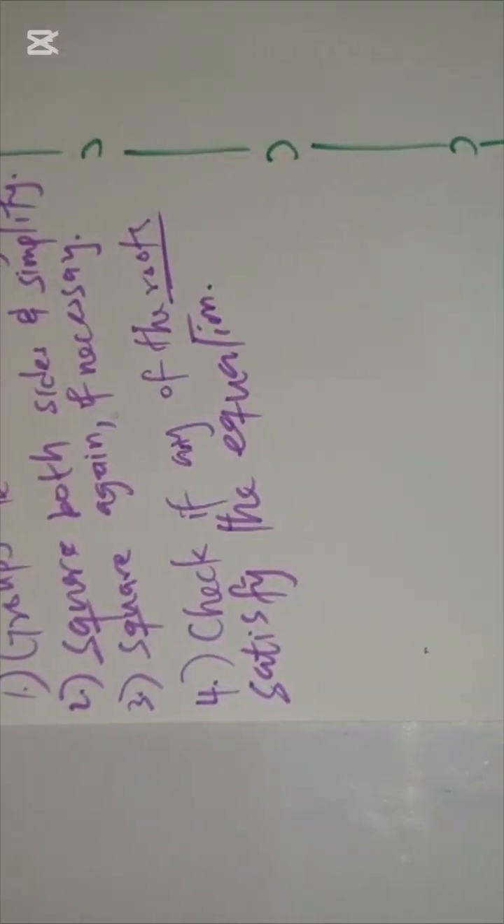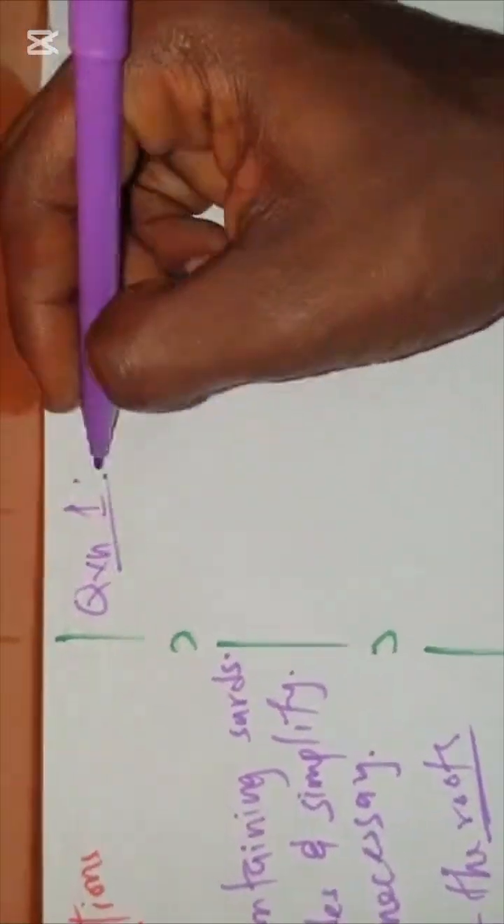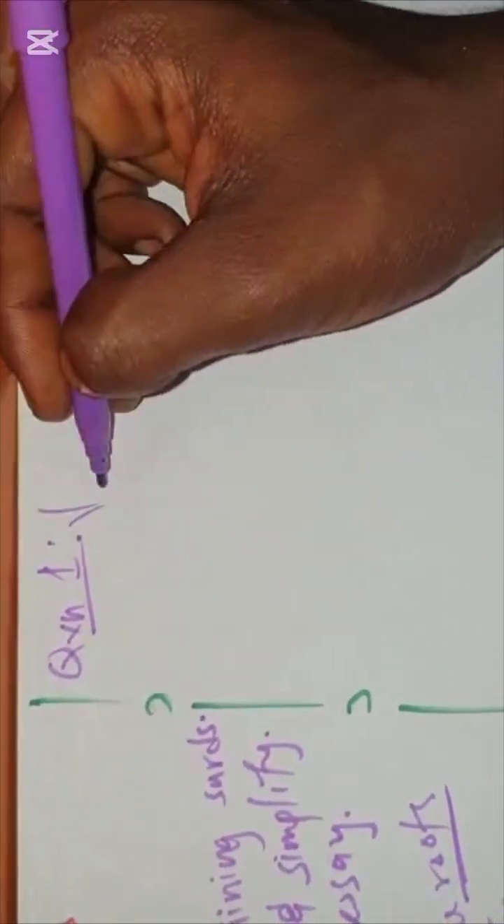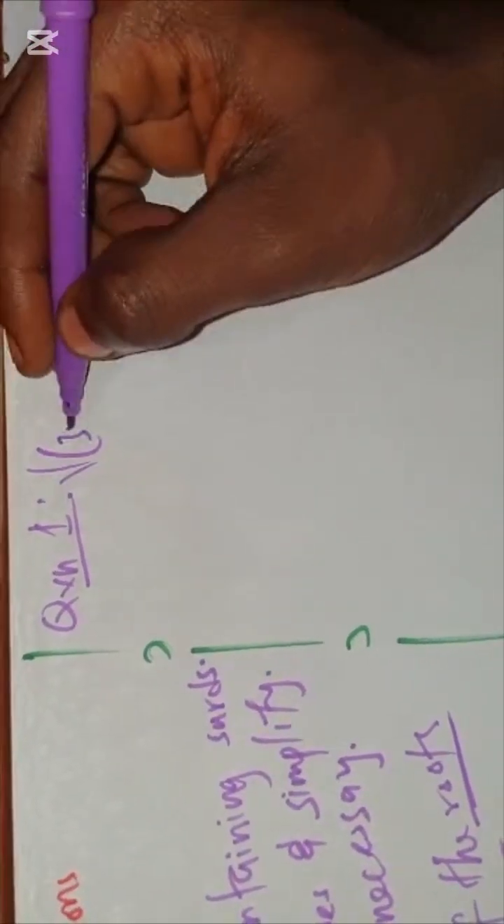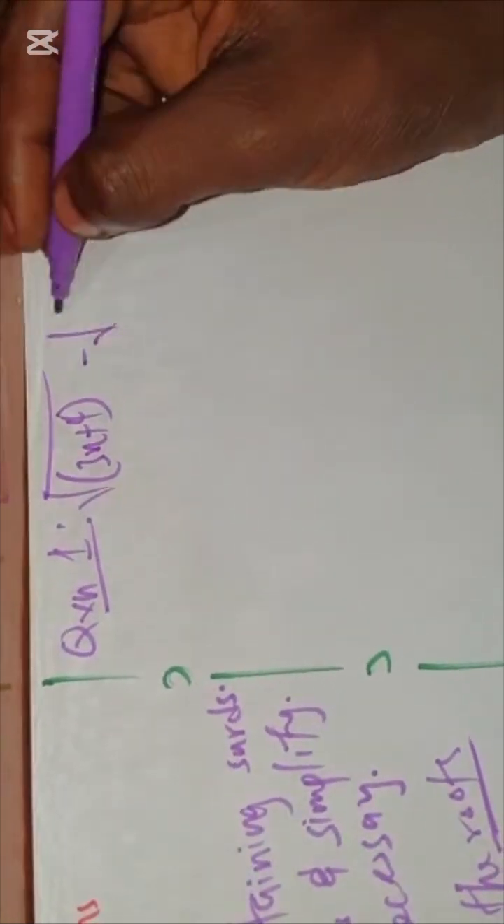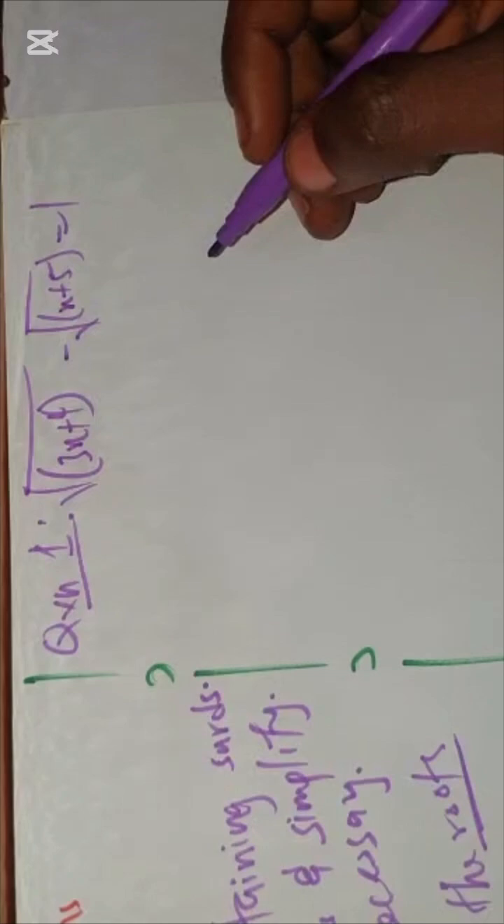So, in order to make sure we understand all these, let's pick a question and try and solve. Question number 1 is the root of 3x plus 4 minus root of x plus 5 equals 1. So how do we start?